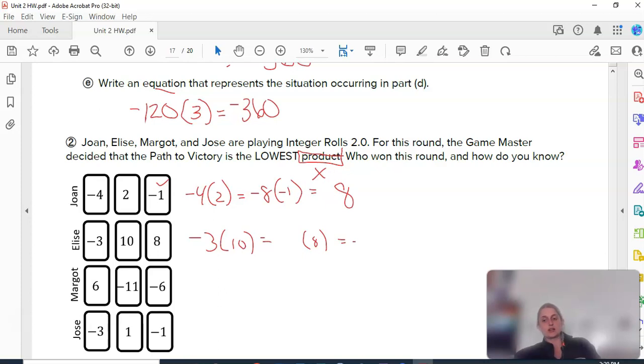If you choose to do the challenge problem that I handed out in class or that was on my door, then make sure that you are trying that and turning that in tomorrow as well. We're almost at Friday.